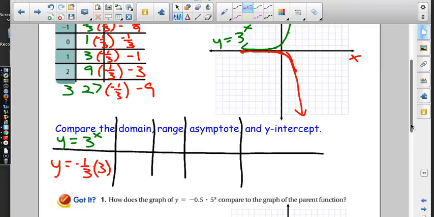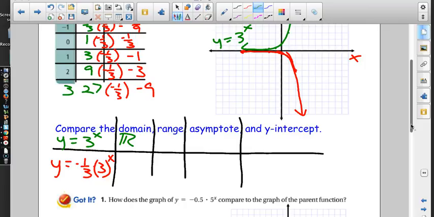Okay, to use the dot, I'm just going to do parentheses there. I'm going to have a decimal. All right. Domain is about the x's. So I asked myself, are there any numbers that you can't raise 3 to that power? Any real numbers in there? You can raise 3 to any power you want. The domain is going to be all reals.